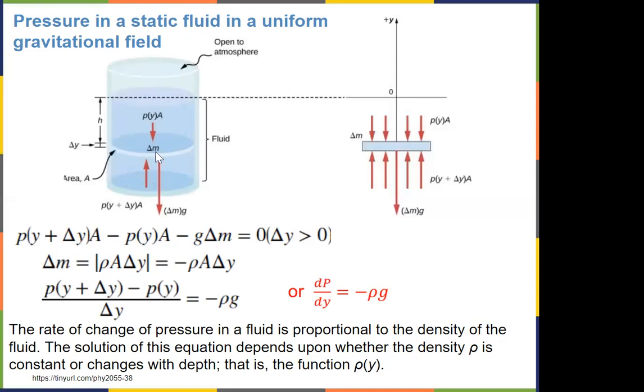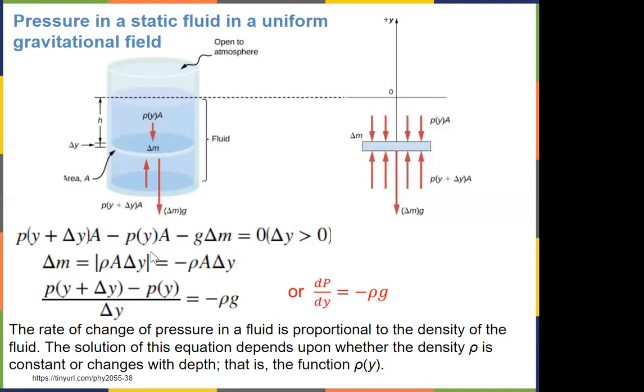Then delta M of that slice is equal to the density times the volume. The density times the volume is equal to the cross-sectional area times the thickness delta Y, or minus rho A delta Y, because you take positive to be the upward direction, so this change in thickness is negative. Take that into this equation, where delta M is replaced by minus rho A delta Y, and you'll arrive at this equation.